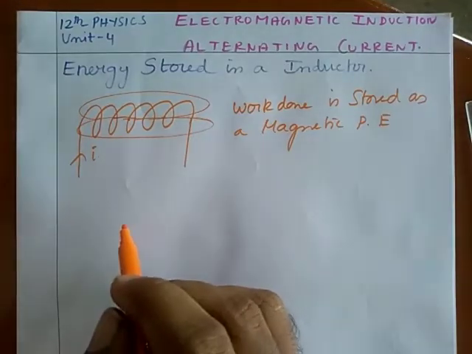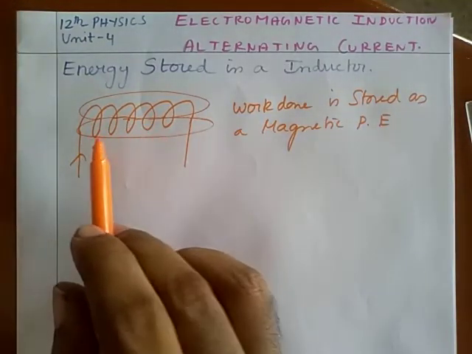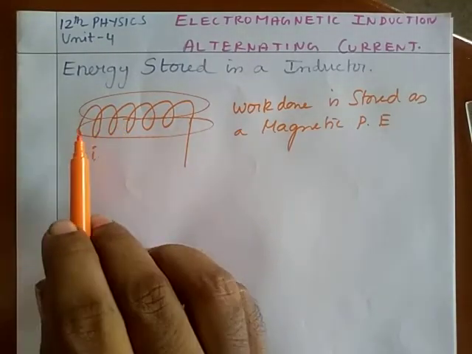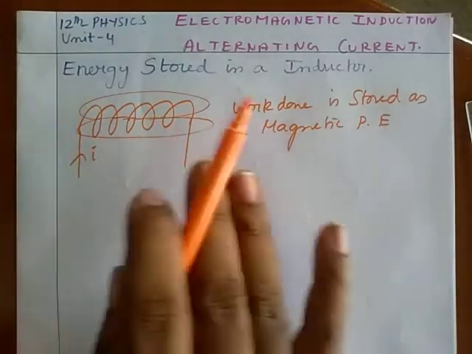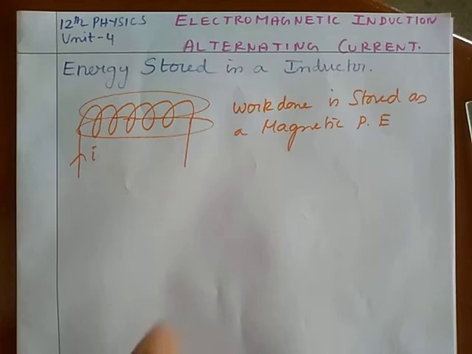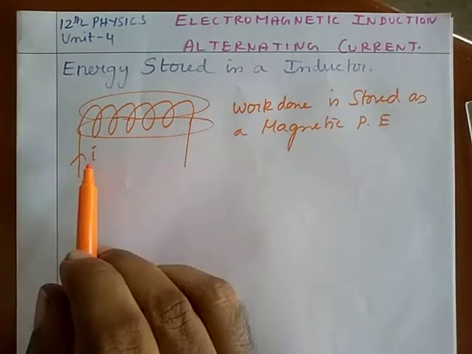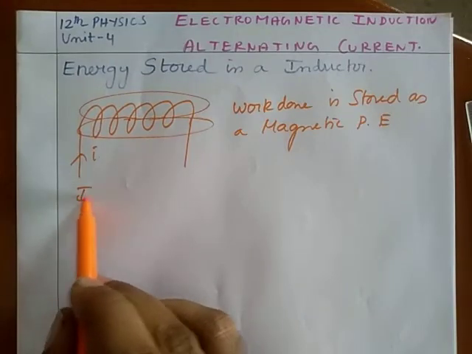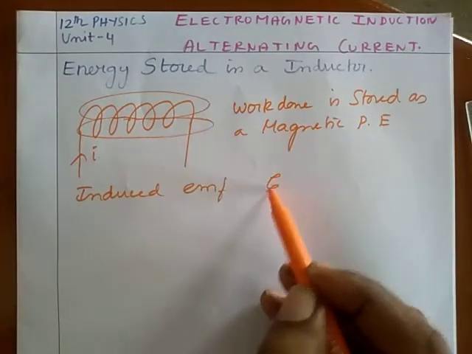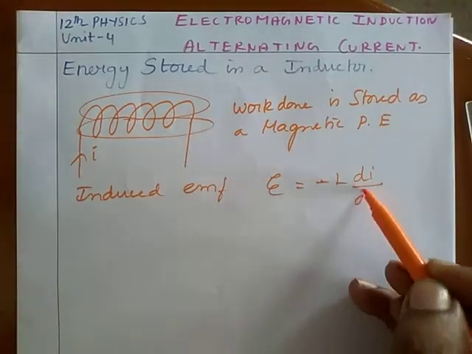Here we consider an inductor, but an inductor is made up of metal, so it also has some resistance. Here I am neglecting the electrical resistance. I consider only the inductor effect alone. So the EMF induced due to this current can be written as induced EMF psi is equal to minus L di by dt.